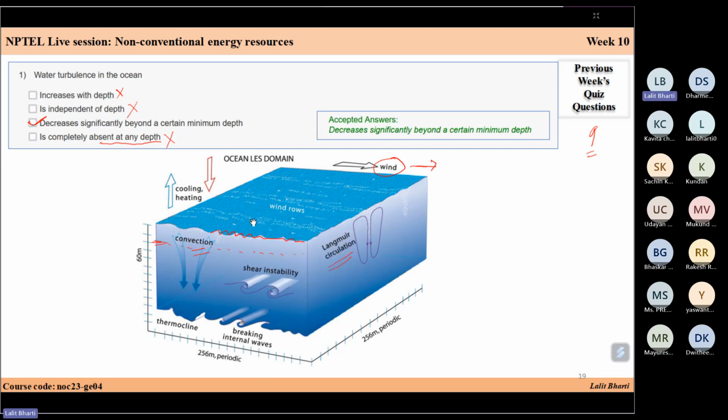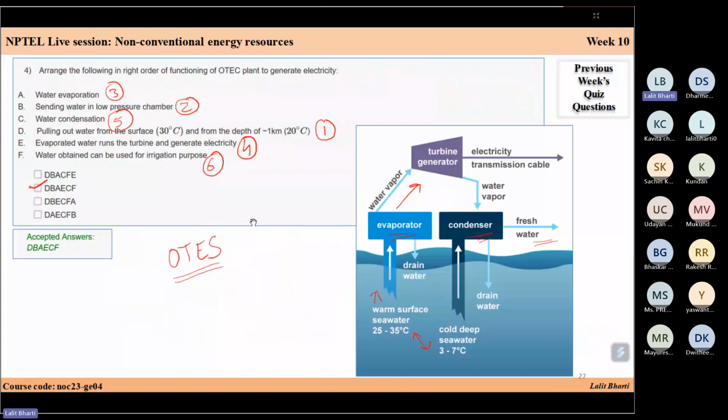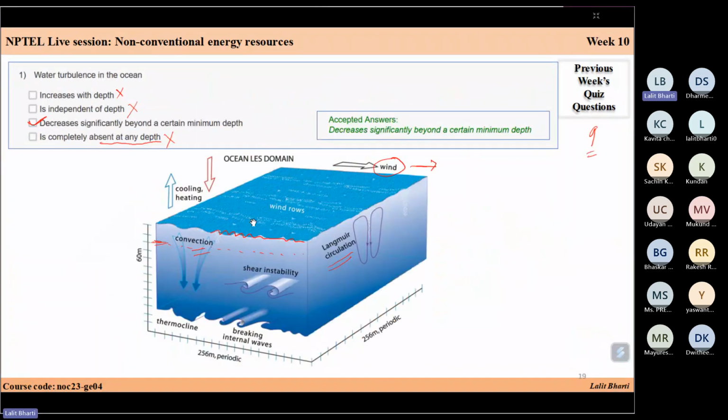Okay, so we are back to our discussion. These are the questions from last week. We have 10 questions. Let us start with question one. It says, water turbulence in ocean is what? In the OTS type of energy storage systems, we have seen the different types of movements in the ocean.